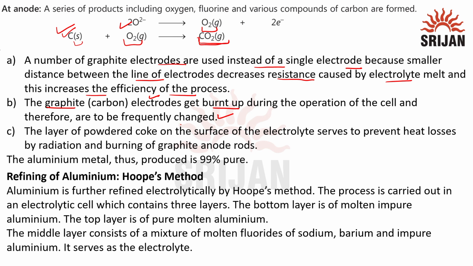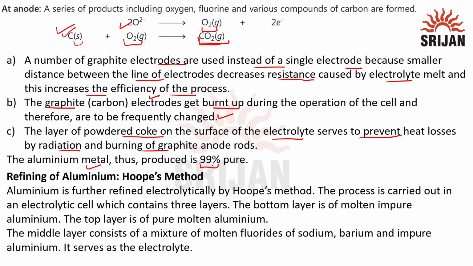Now the layer of powdered coke on the surface of the electrolyte serves to prevent heat loss by radiation and burning of the graphite anode rod. Right? Now here the aluminium metal thus produced is 99% pure.